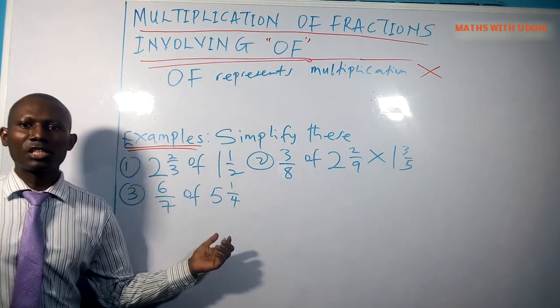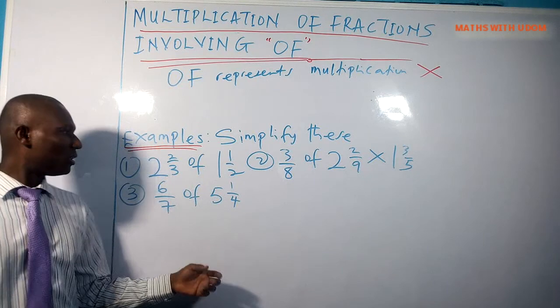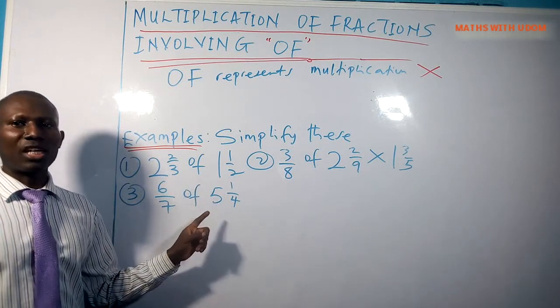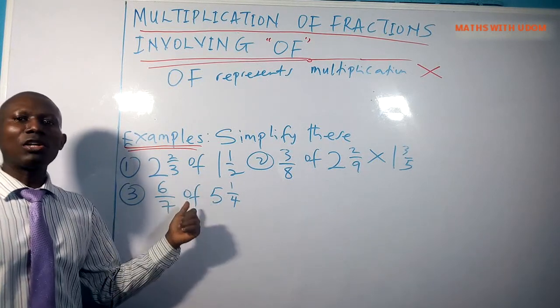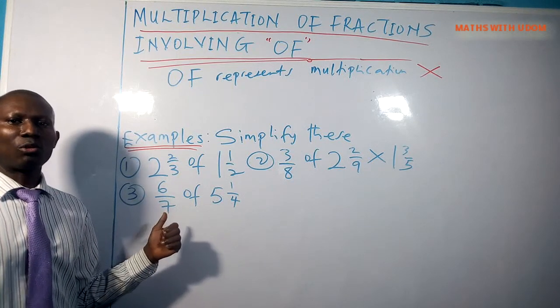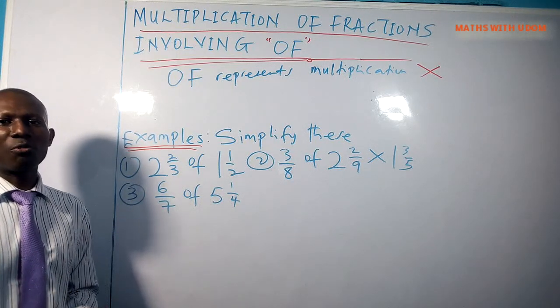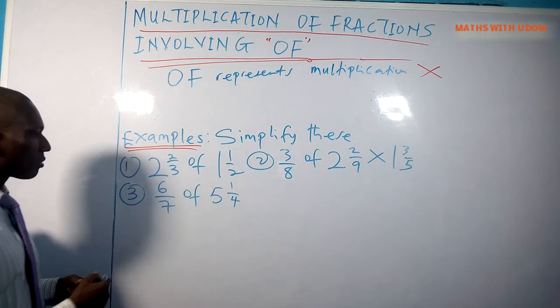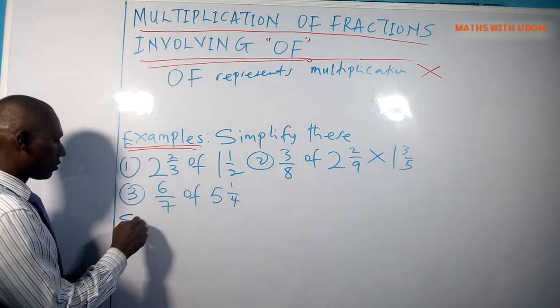So for us to solve this problem, we need to do two things. We change the of to multiplication sign, and we also change all the mixed fractions into what? Improper fraction, and then we solve. So let's start from the first one, solution.